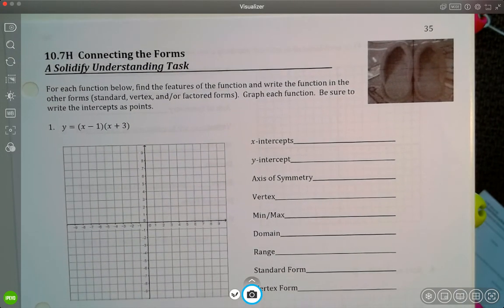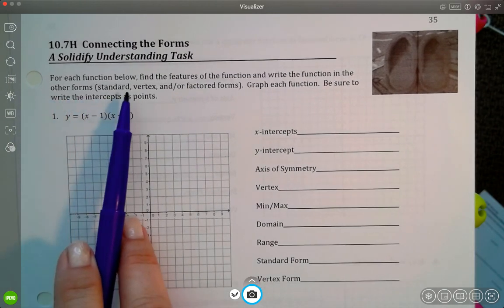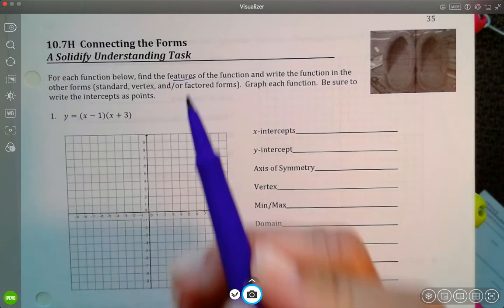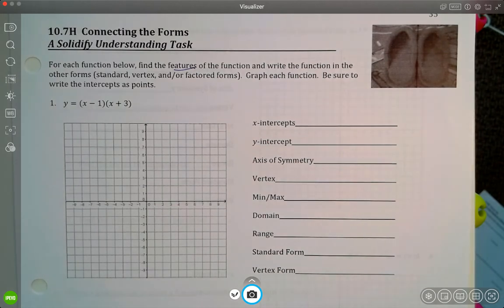All right, now we're going to look at different forms of quadratics, and just look at what information we can get from them that will help us to graph or just give us general information about this quadratic. At the top it says, for each function below, find the features of functions. Remember, I think it was module 7, where we talked about features of functions, and write the function in the other forms: standard form, vertex form, factored form.